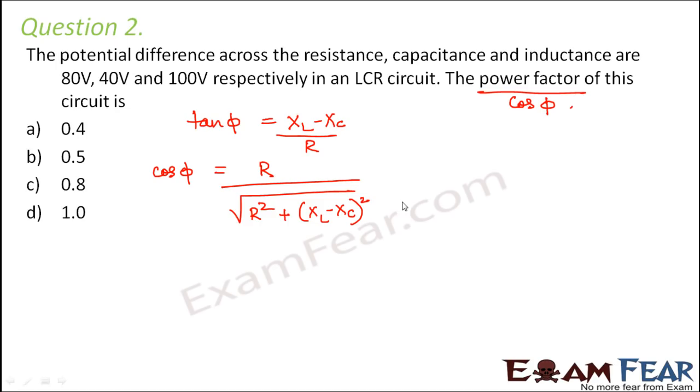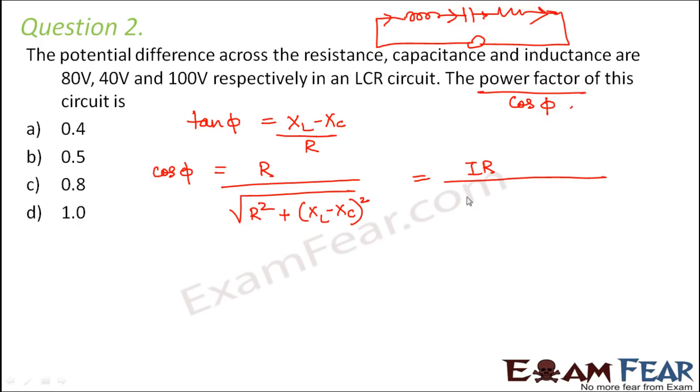So what do we do? We need to somehow derive an expression where we have the voltages across these elements. We do a simple thing. We just multiply the numerator and the denominator by I, the current that flows through the circuit, because it is an LCR circuit. You have the inductor, the capacitor, and the resistance. Since they are all in series, the same amount of current will flow through all of them. So let us multiply the numerator as well as the denominator by I. And if we do that, this is how it looks.